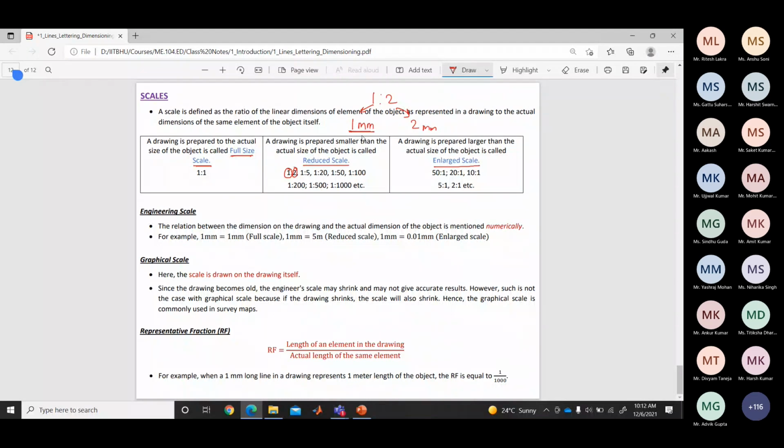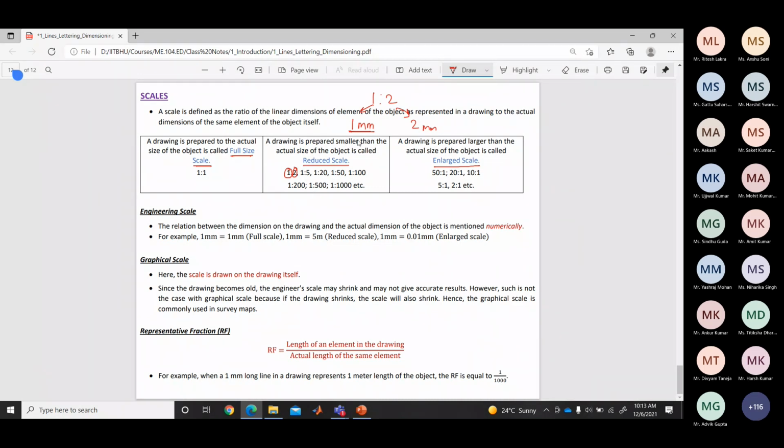Now instead of writing in engineering ratios like 1 mm equals 2 kilometer or 2 meter, we are discussing here the engineering scale and graphical scale. That we are representing through the representative function. We are going to that.